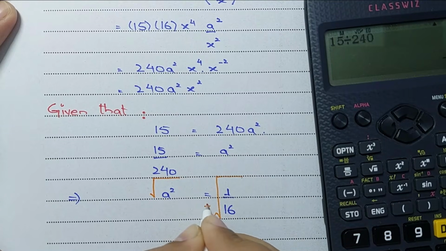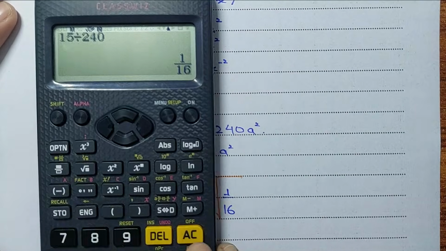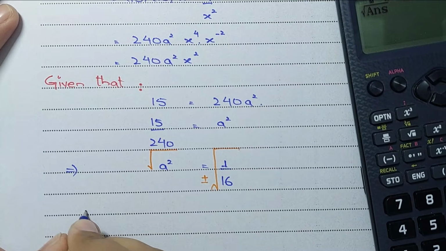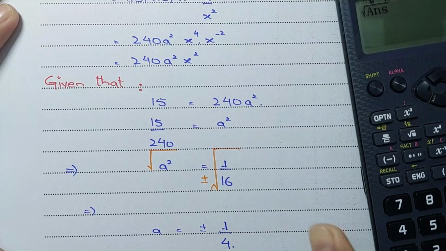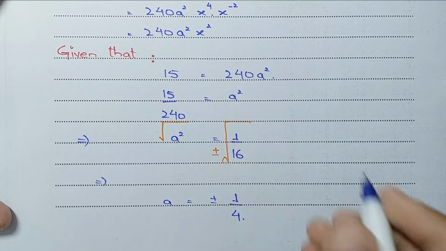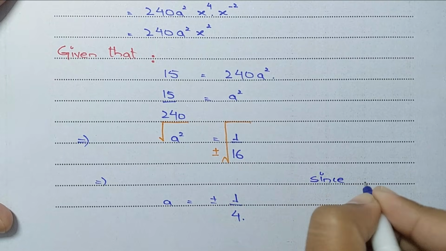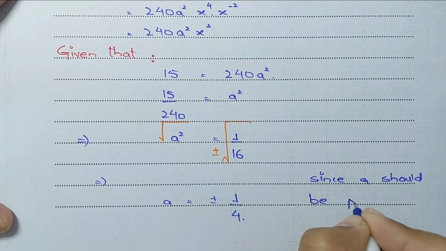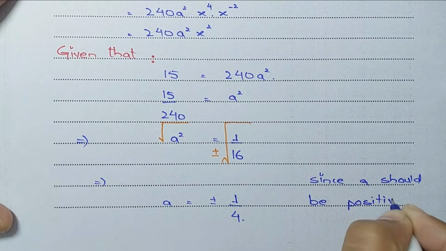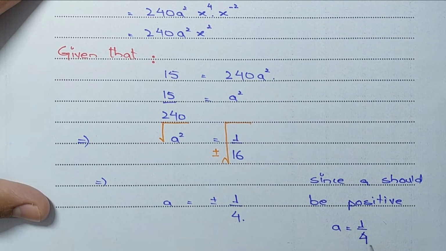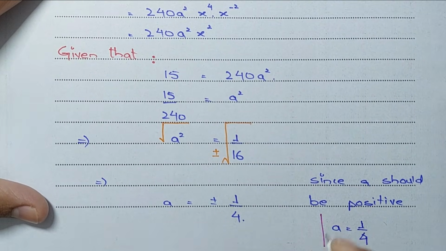Now to get the value of a, take the square root on both sides, and the answer should be plus and minus. So the root of the answer is 1 by 4, so a equals plus or minus 1/4. It is given in the question that the value of a should be a positive constant. Since a should be positive, a should be equal to 1 over 4. This is the solution for a.